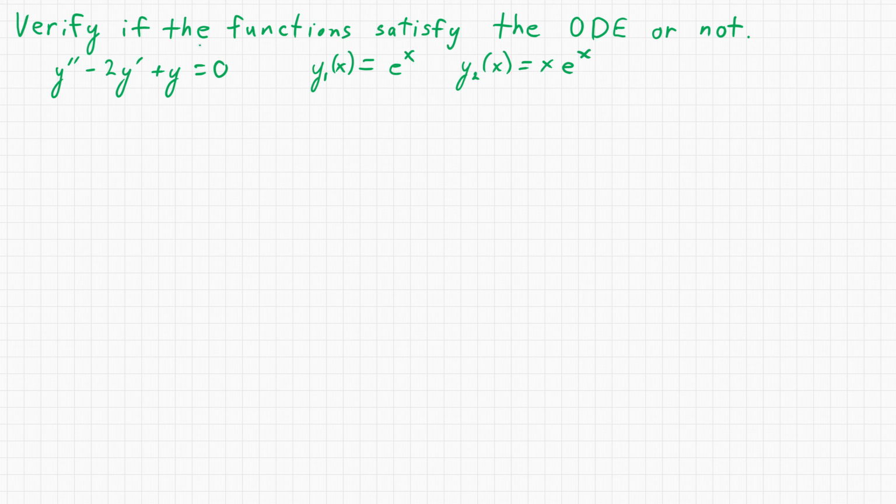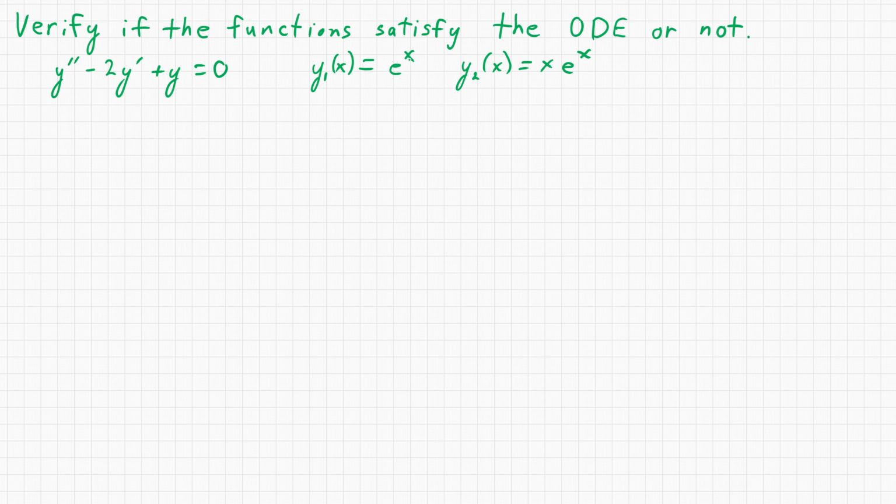Now this one, verify if the functions satisfy the ODE or not. So there's actually two functions now. We've got y'' - 2y' + y = 0. Our first function is y₁(x) = e^x, and y₂(x) = x e^x. So we're going to check both of these.